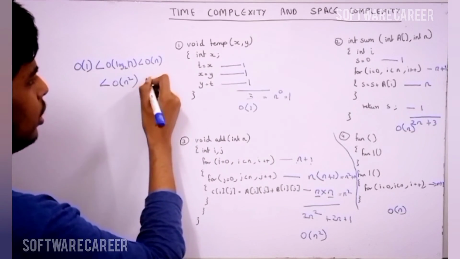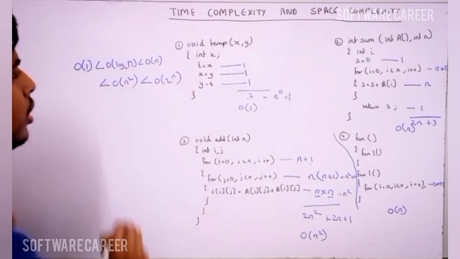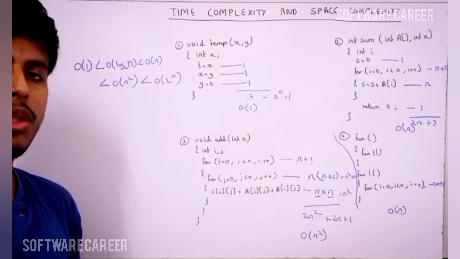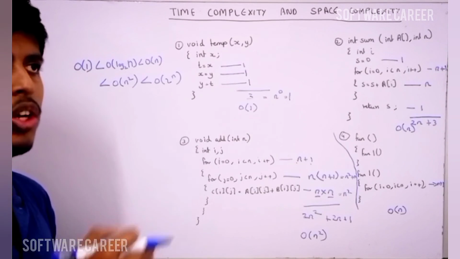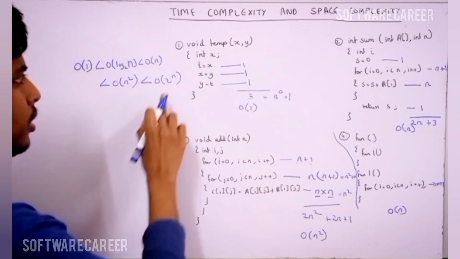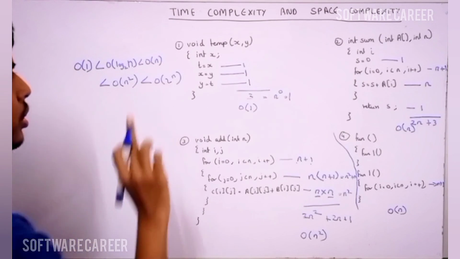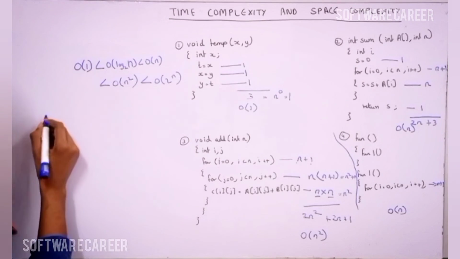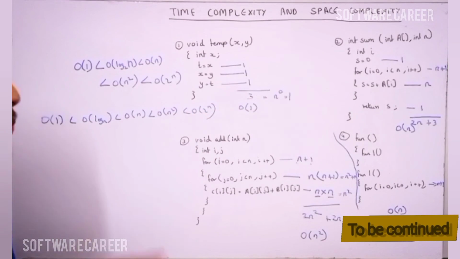Then O of 2 power n. This 2 power n is used in recursion programs, where the same function is called multiple times. In that case every call is repeated twice, so it's 2 power n. So the order is O of 2 power n. This is the order of time complexity.